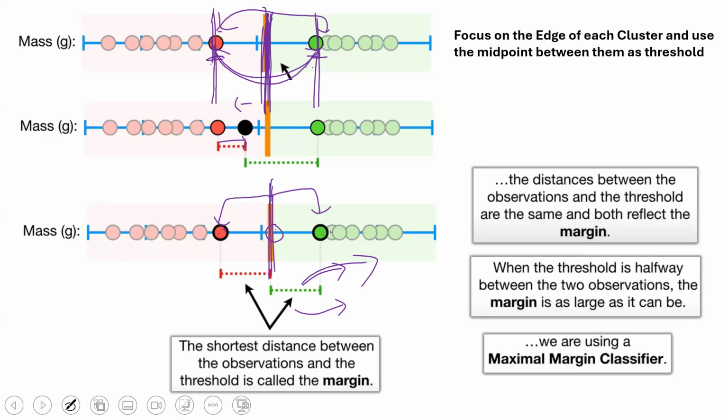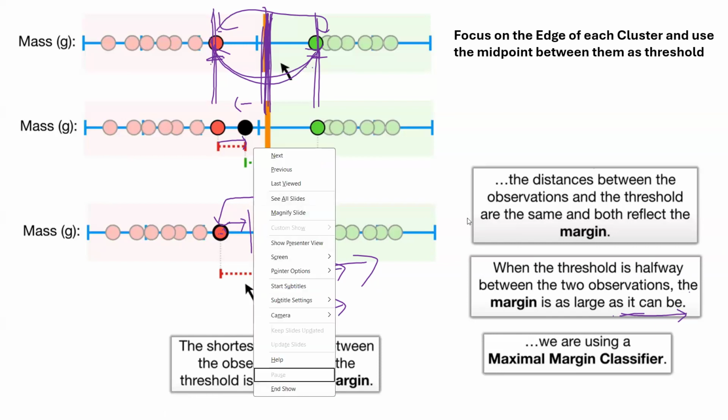That is the margin. When the threshold is halfway between the two observations, the margin is as large as it can be. The margin will be larger only when the threshold is in between both of them. If it is here, this side is less and this is more. If it moves towards here, this is less and this is more. So that is not doing the right classification.